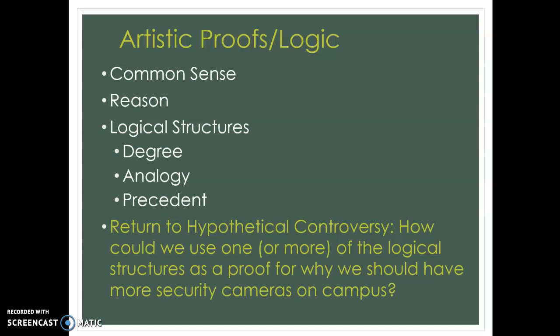I'm going to give an example, and I do not want you to use this in the journal, okay? I would say matter of degree would be one artistic proof I could use. I would say if 5 cameras catch 5% of the crime on campus, then doubling our cameras will double how much crime we catch. So, matter of degree. A small amount of cameras catches a small amount of crime, a larger amount, right? So let's go look at that question in Blackboard.